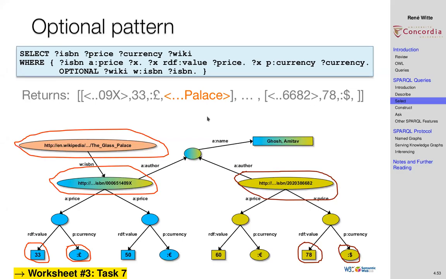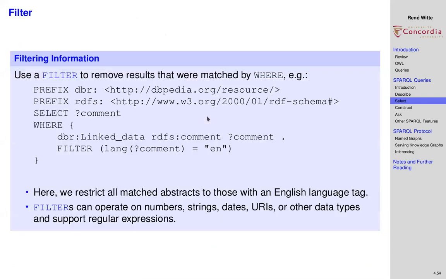Okay, did you find all the universities? Let's look at the next construct that you'll probably use quite often, which is a filter. So the idea of a filter is that it doesn't match by itself. Instead, it removes matches that you got previously.